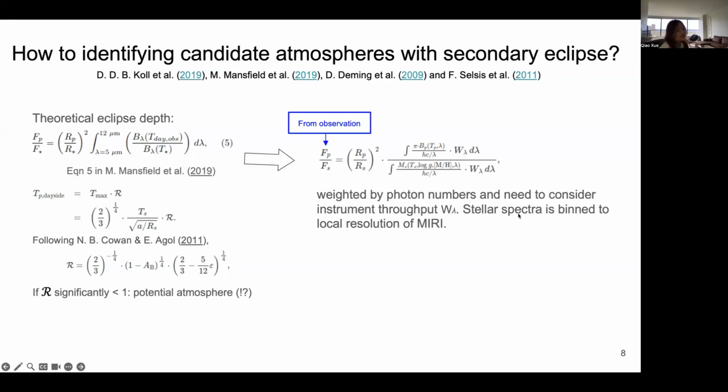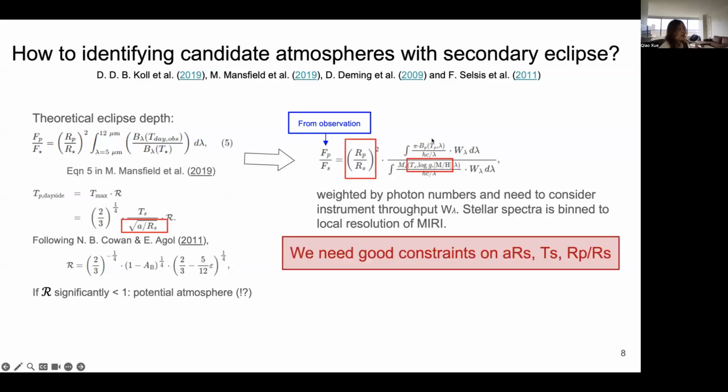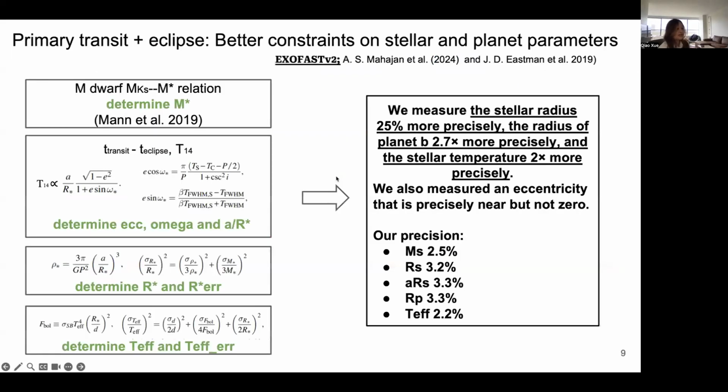Okay, so we have this secondary eclipse depth from our observation. And to precisely determine the dayside temperature of the planet, we need good constraints on a/R_star, T_star, and R_P/R_S, especially R_P/R_S, because any uncertainty on R_P/R_S goes directly to the measured F_P/F_S. Luckily, Mahajan 2024 and Eastman 2019 and their package EXOFASTv2 can help us get better constraints on the whole star and planetary parameters.